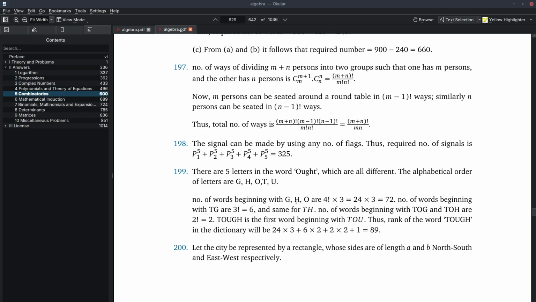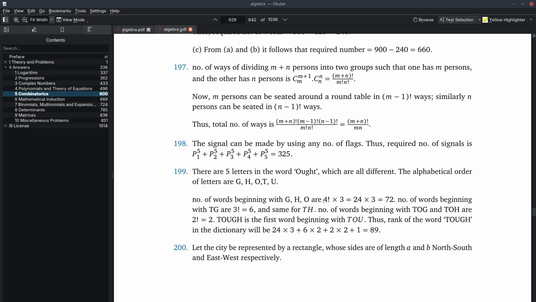Okay, so now we come to this 4 factorial by 3 situation. What happens is when the words begin with G, we can arrange the remaining 4 letters in 4 factorial ways. Similarly, when they begin with H, we can again arrange the 4 letters in 4 factorial ways. And same for O. So 4 factorial multiplied by 3 comes from there, that is 72.